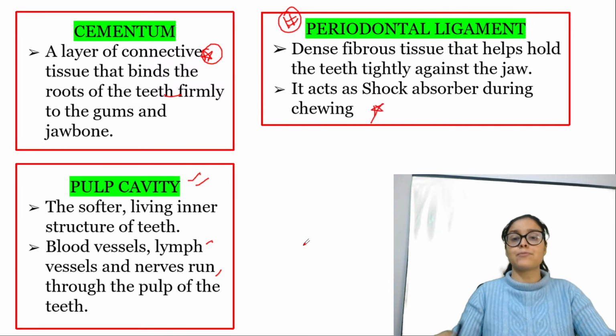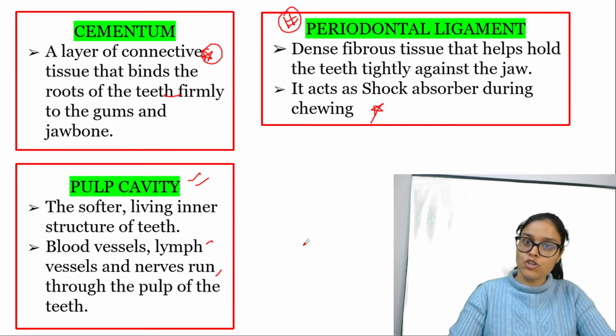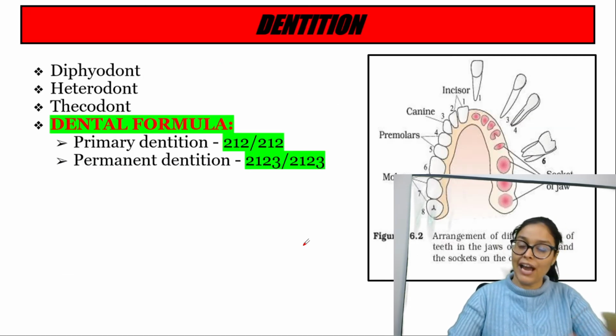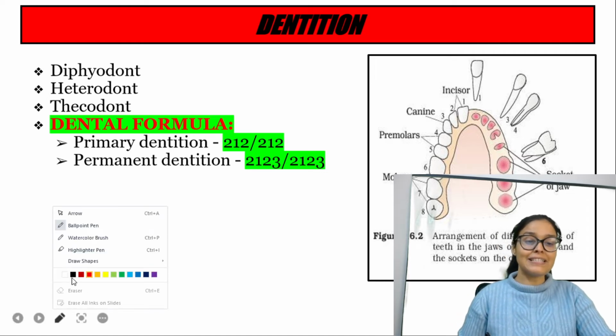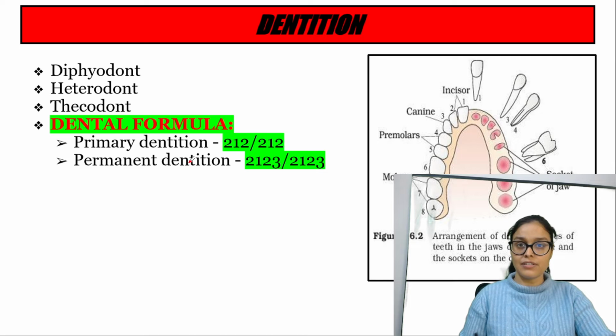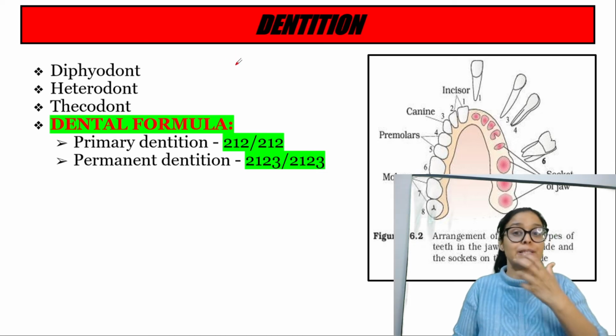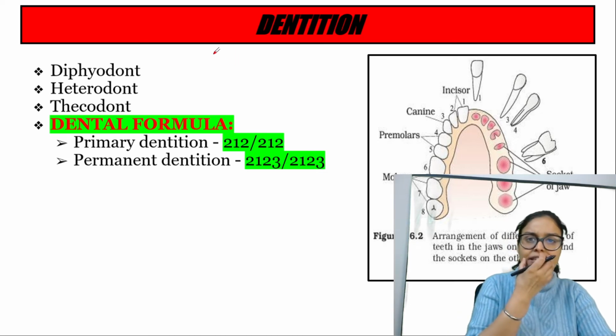Act as shock absorber during chewing also. So these are the functions which we have already discussed. Amazing, right? This is the amazing thing that you have to learn about the mouth: the mouth having all these portions, the mouth having tongue, the mouth having teeth.